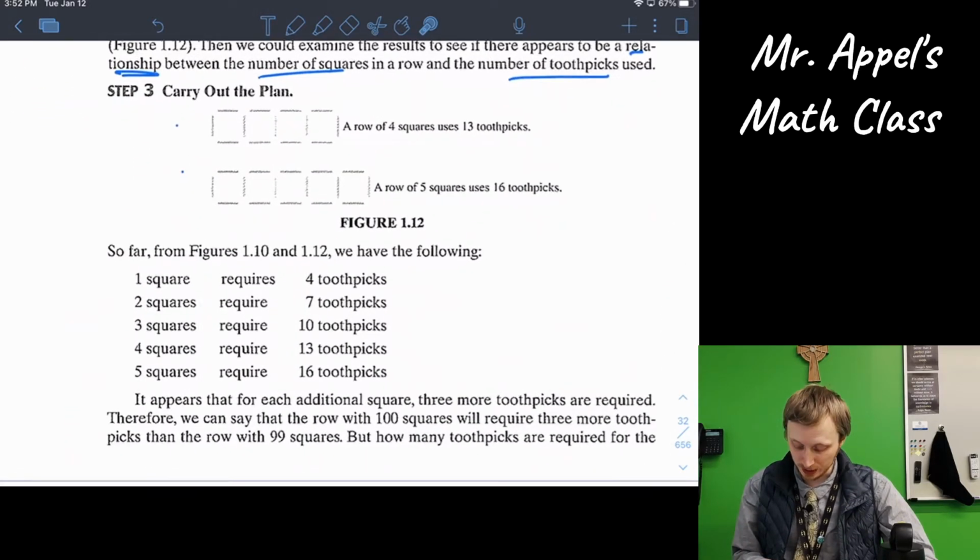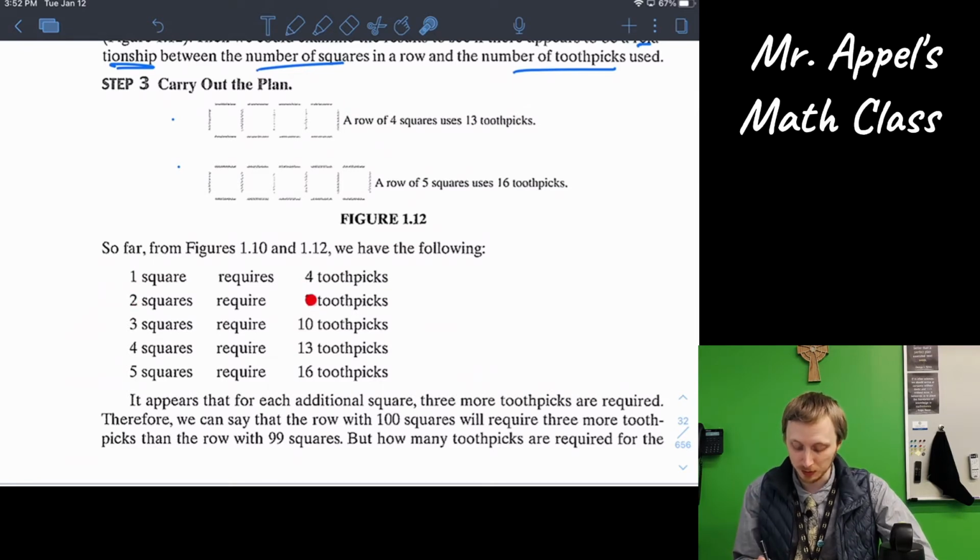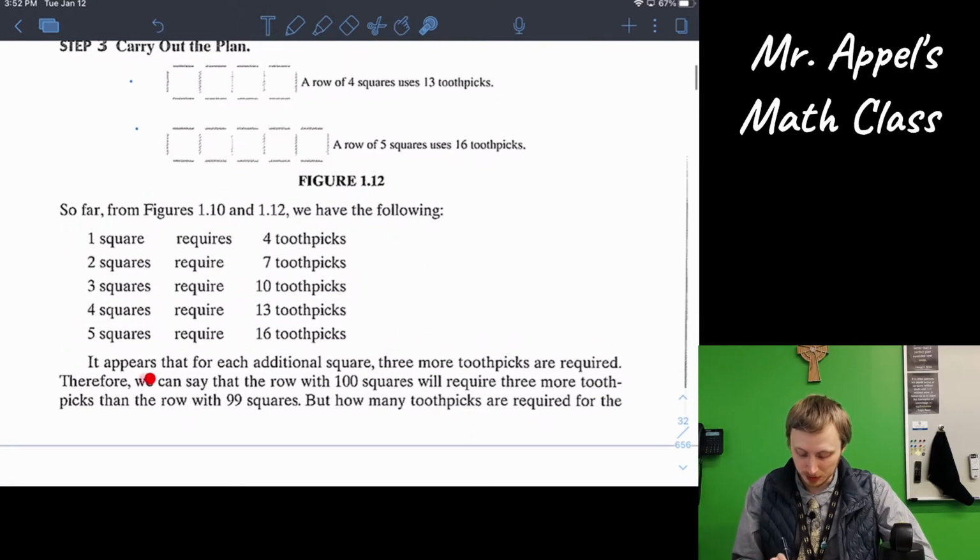So to summarize, so far 1 square took 4, but to get 2 squares only needed 7. The 3 squares took 10, then we went to 13, and then 16. So it appears that for each additional square, 3 more toothpicks are required. Therefore, we can say the row with 100 squares will require 3 more toothpicks than the row with 99.